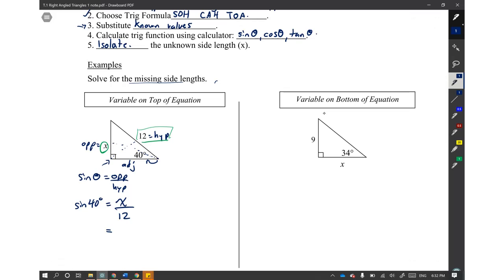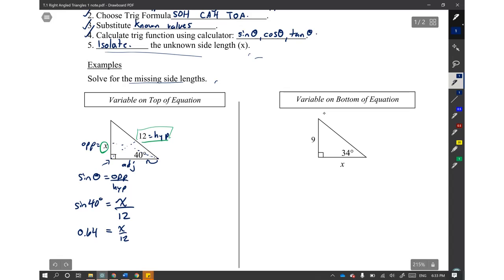So I've done that, I've substituted in my known values. I can calculate my trig function using my calculator. So I can grab my calculator and I can find the sine of 40 degrees. My calculator says that is 0.64 equals x divided by 12. Perfect. So I've calculated. Now I need to isolate the unknown side, x.